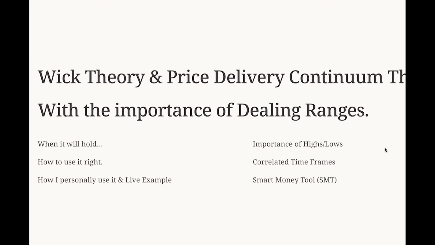So basically what I'll be going over today is Wick theory and price delivery continuum theory. I'm just going to be combining the two because they're both super important, and you can't really top and bottom tick without utilizing both of them together. It's kind of like a combination.